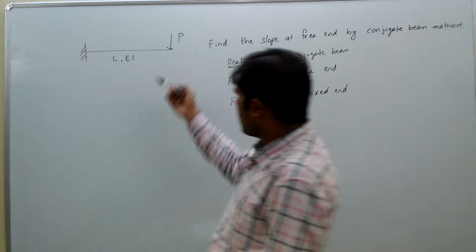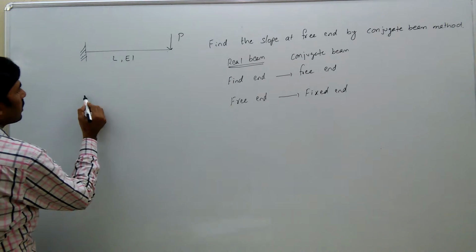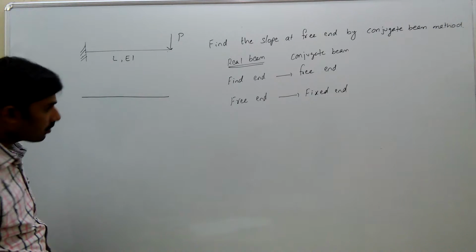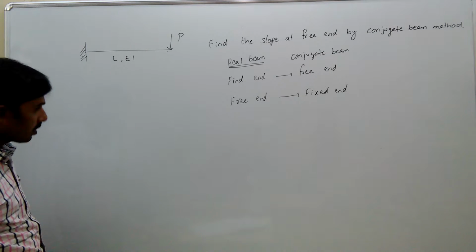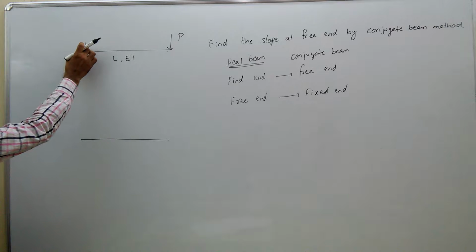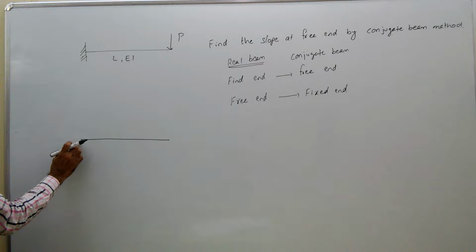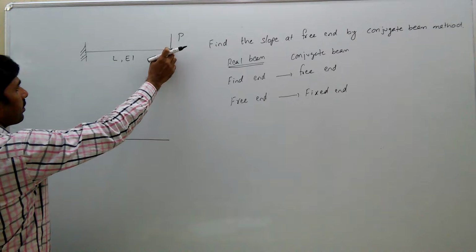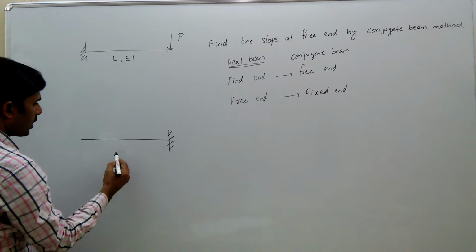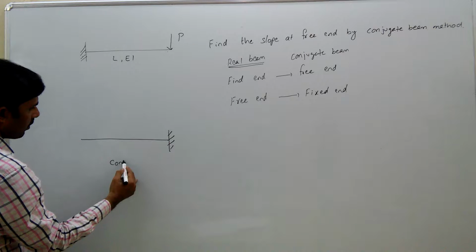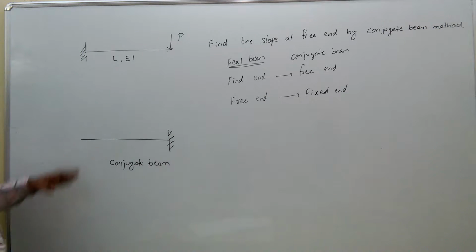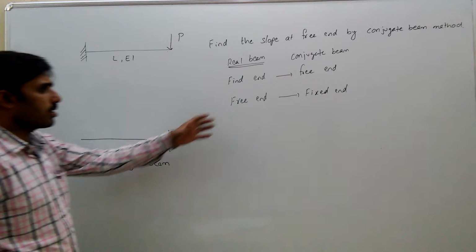That means here in this cantilever beam, this is a fixed end that becomes a free end. Here this is a free end that becomes a fixed end. This is actually the conjugate beam. Some more conditions are there actually.